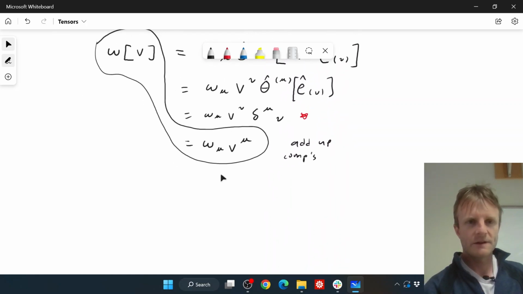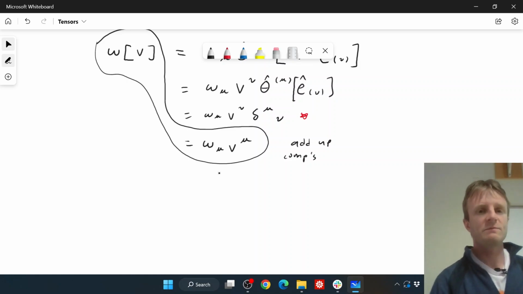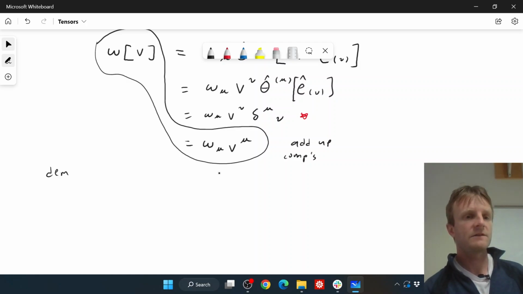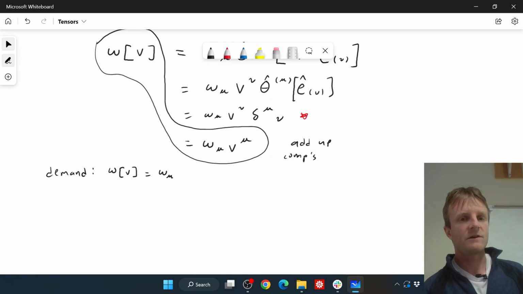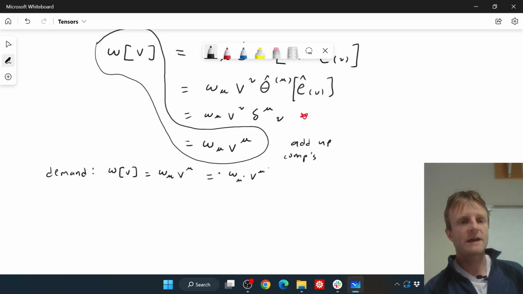Getting faster at scrolling. Okay, so it's probably time to do the same calculation, but we then demand, this is the same thing we did for vectors, we demand that omega v could be written as either omega mu v mu, or omega mu prime v mu prime. Well, it's not or, it's literally equal to, right? This thing has to be a good abstract object. So we do this, and you calculate.